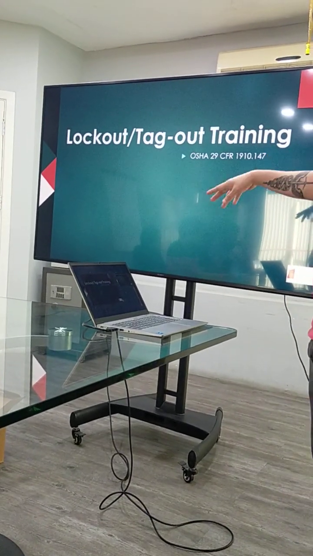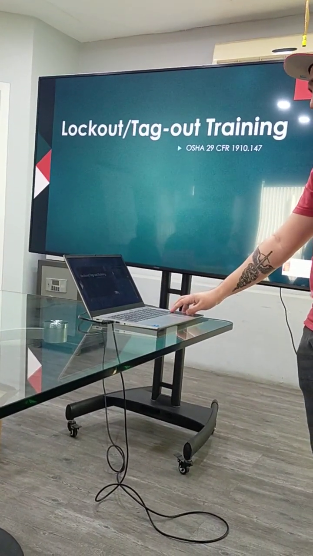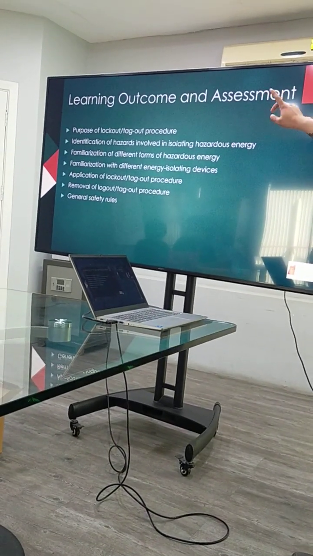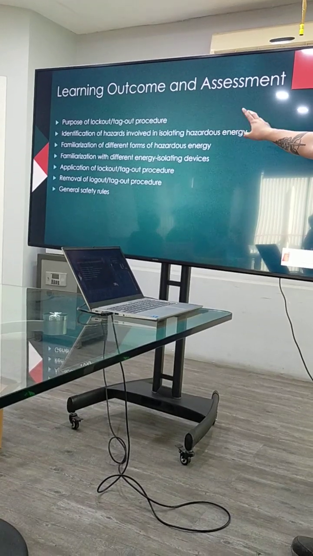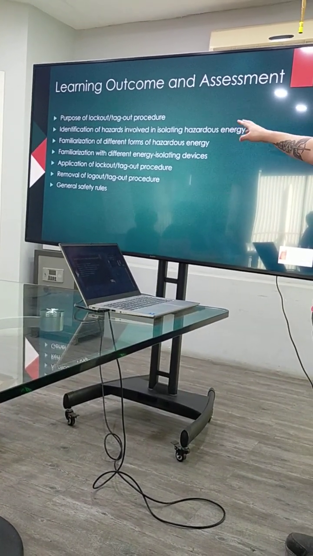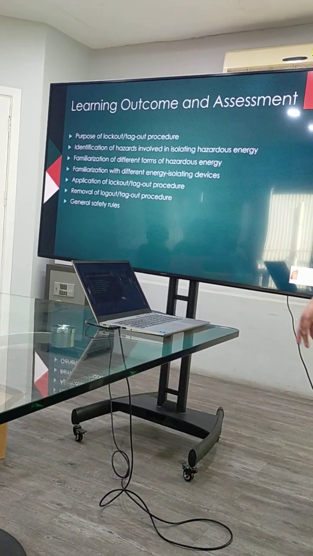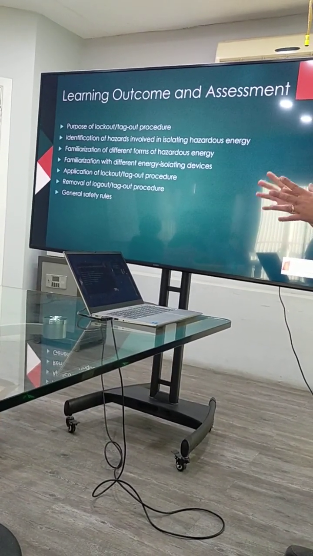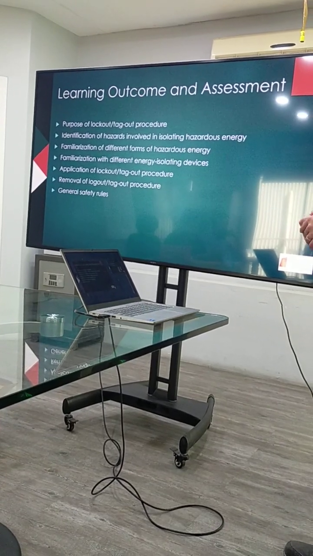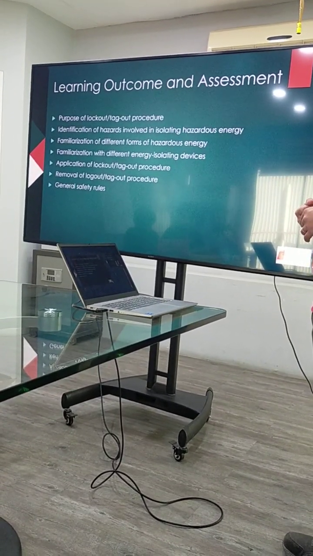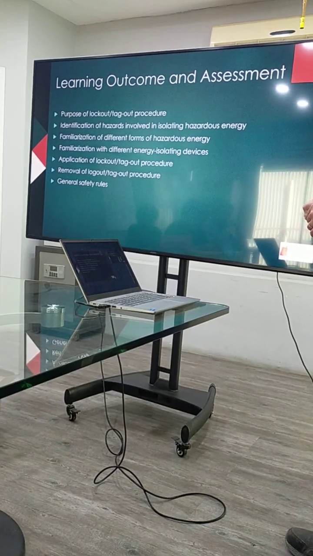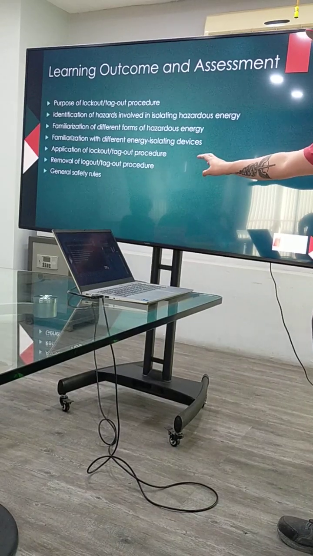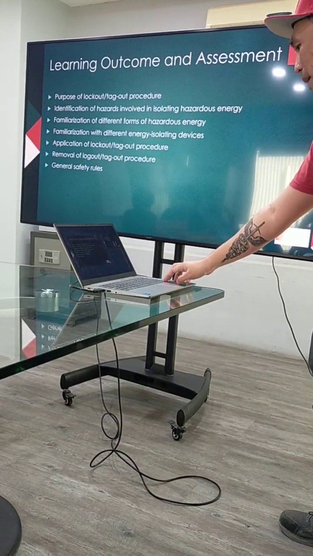So maybe the two of them in the Philippines are basically doing the lockout procedure. So the outcome assessment: the lockout procedure. What are the hazards involving isolating hazardous energy? We should familiarize with the forms of hazardous energy, because maybe you are just aware of some hazardous energy. The energy isolating device, how to apply the lockout procedure, how to remove the lockout procedure, and the general safety rules that will be based here in our plan.